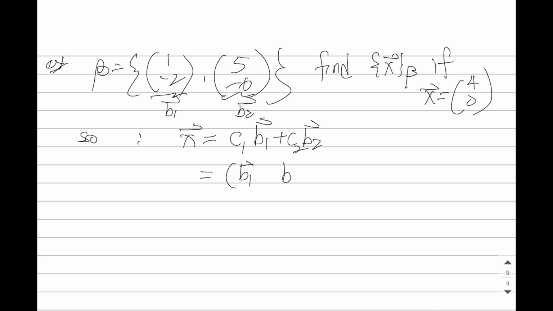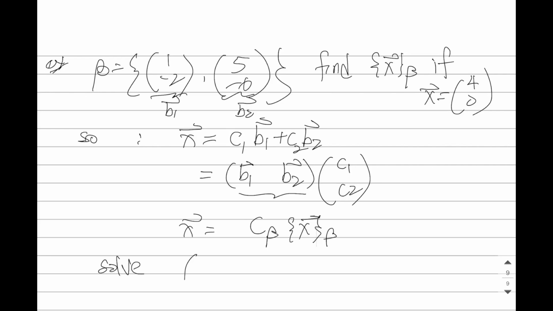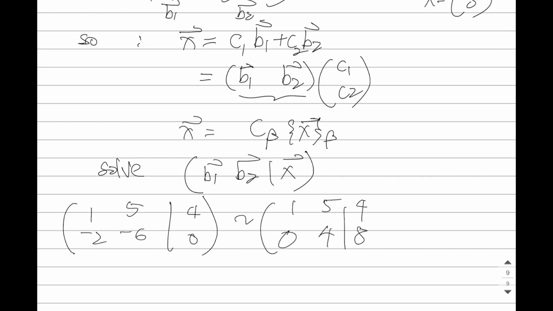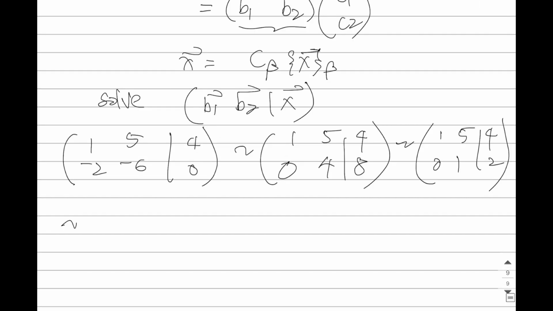What I'm trying to do is form this linear combination. So that means I'm going to make a matrix times this column. This matrix is the matrix that holds my basis vectors. It's called the change of basis matrix, and I'm multiplying it by the coordinates here. That means I now have to solve this system. B1, B2 given x: 1, -2, 5, -6, 4, and a 0. If I row reduce this, I will end up with something like this, and it's pretty straightforward to see. It verifies that I do have a basis. C1 is -6 and C2 is 2.